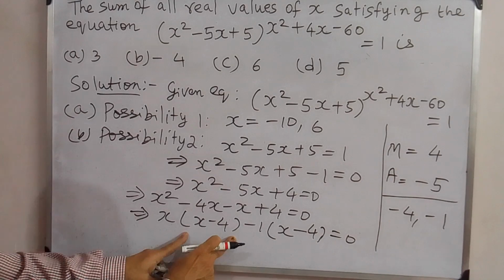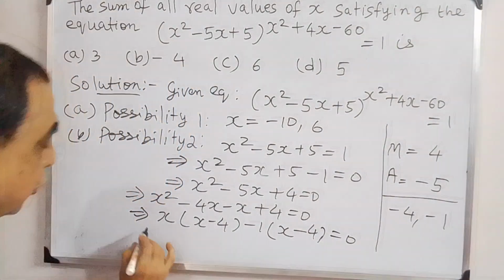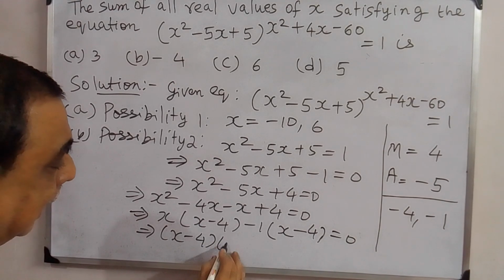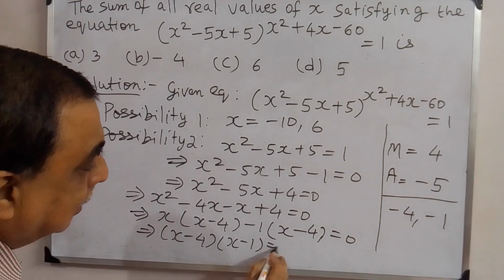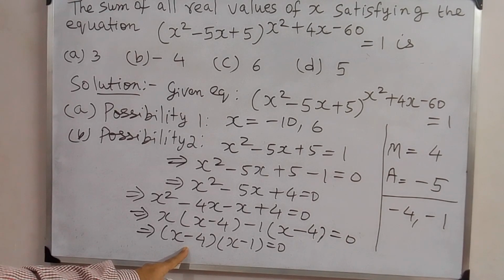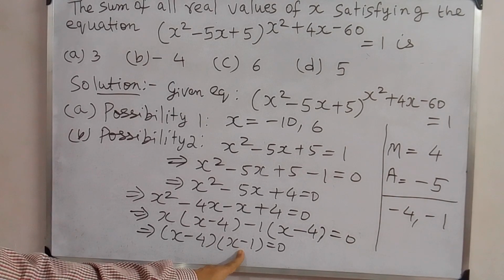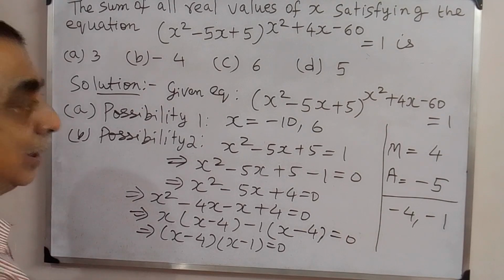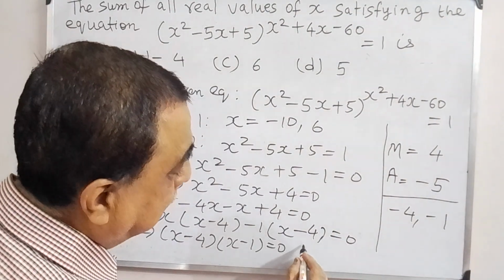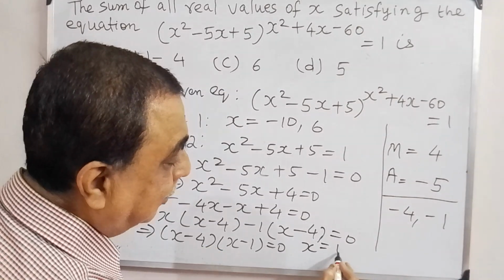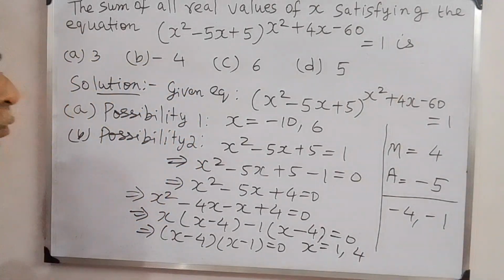So here we are getting x minus 4 and x minus 4. So write x minus 4 bracket, and here x minus 1 is equal to 0. From this, either the first expression will be 0 or the second expression will be 0, because the product of two expressions is 0. So from here, what values of x are we getting? We are getting the values of x as 1 and 4.